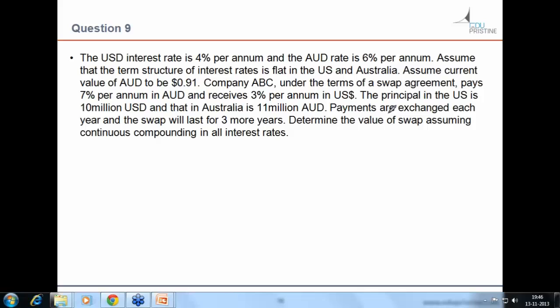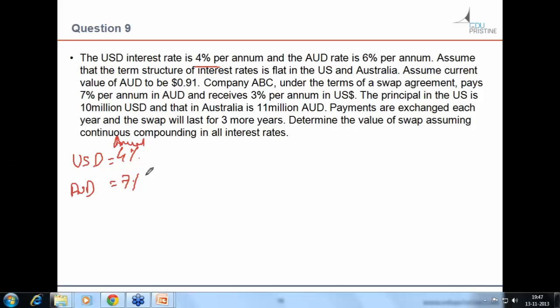Payments are exchanged each year and the swap will last for 3 more years. What you need to do is determine the value of the swap assuming continuous compounding in all interest rates. So you see that the US interest rate is 4%. You just quickly write it down. The US interest rate is 4%. Australian dollar interest 7%. Mind you, this is annual rates.